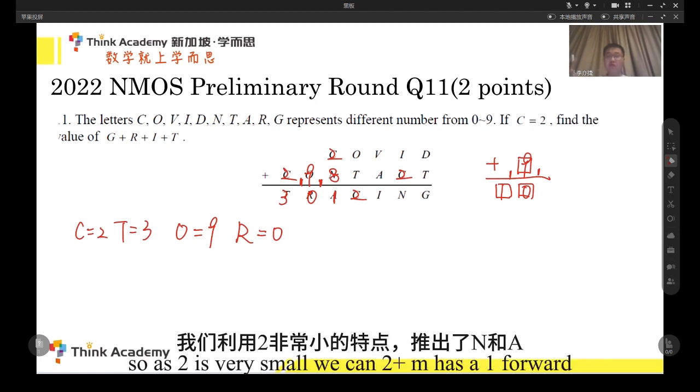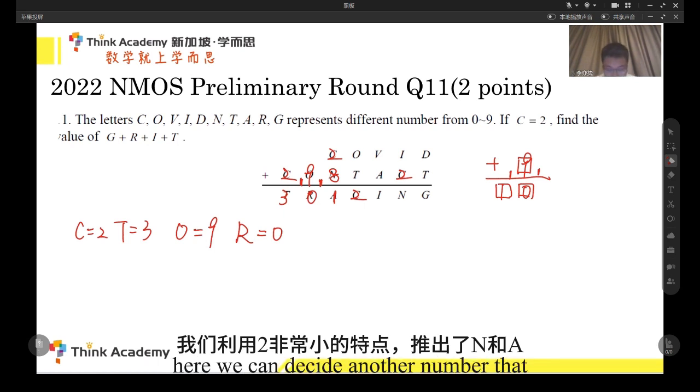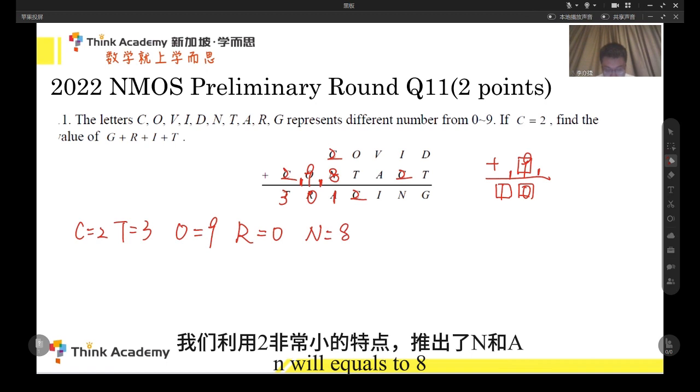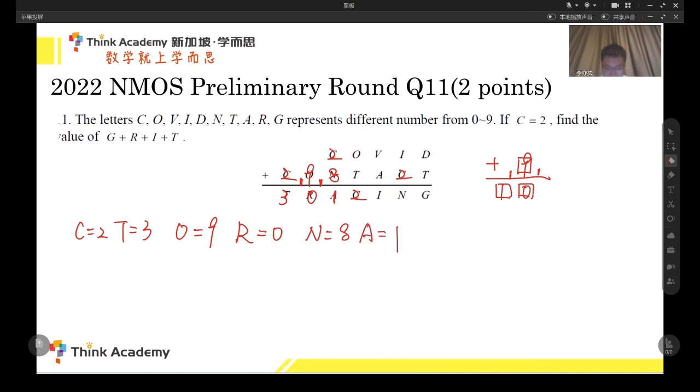As 2 is very small, 2 plus N has a 1 carried forward. Here, we can decide another number: N will equal 8, A will equal 1. Also here, we replace all the O, N and A, and T here as well. Then the remaining part is small.